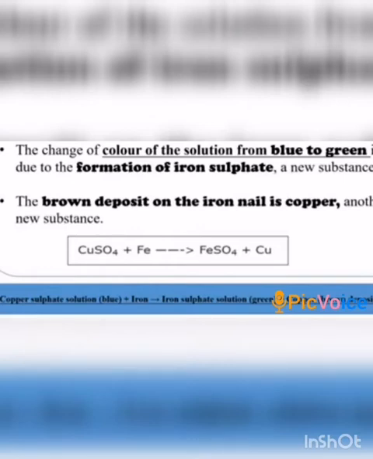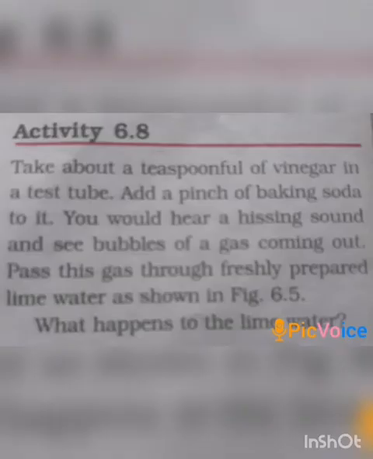Then what's the color of the copper sulfate children? It is blue in color. Then what's the color of iron sulfate children? It is green in color. Okay children, in that chemical reaction a color change occurs. Okay children, let us move on to another activity 6.8.